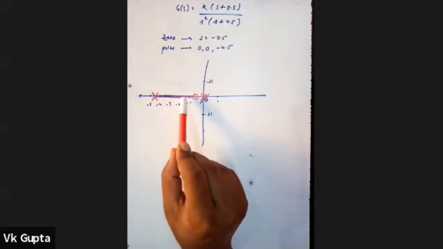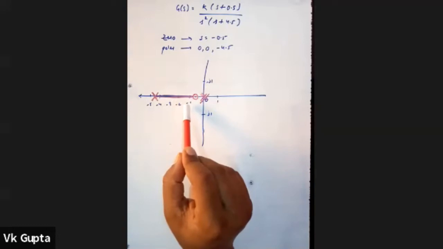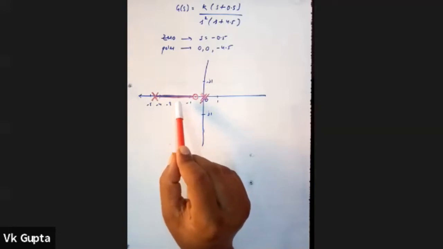This is your step number 3. Step number 3: all points between minus 0.5 and minus 4.5 are on the root locus.